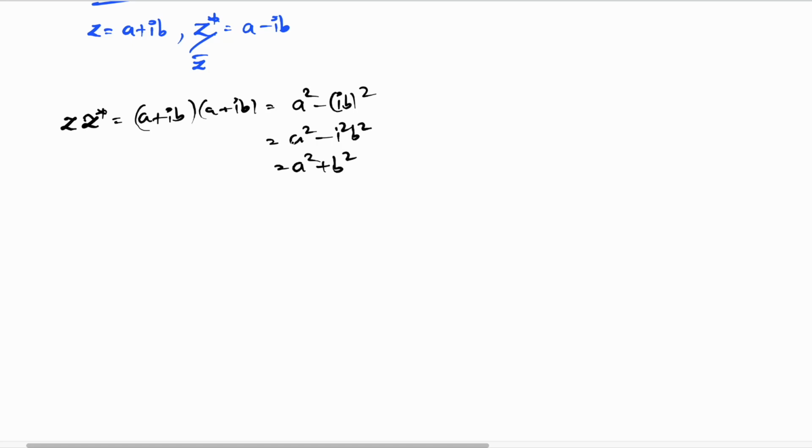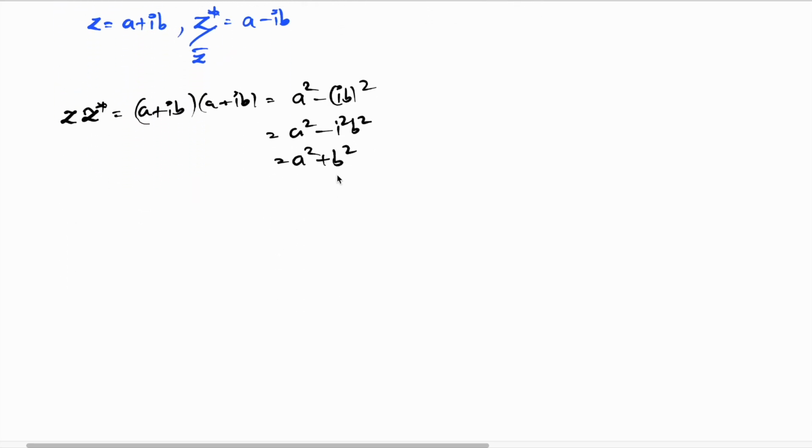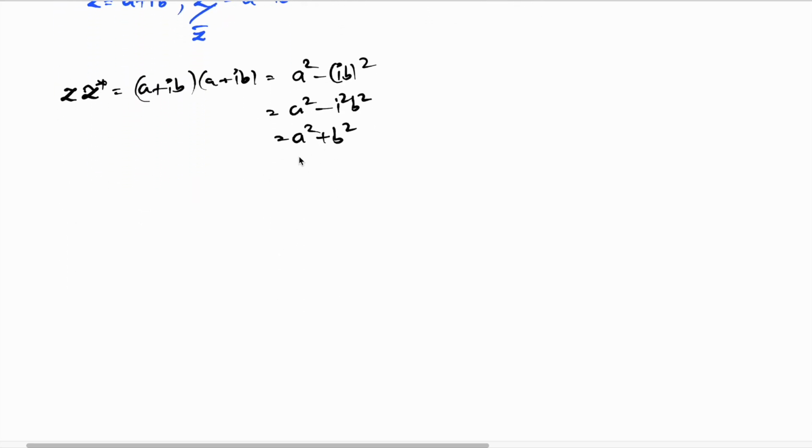And the important thing to note here is that if I'm multiplying a complex number with its conjugate specifically, the multiplication yields a real number. So I can see that if I'm multiplying z with its conjugate, I get a real number here, which is a squared plus b squared, which is independent of i. Which is in fact not always true.